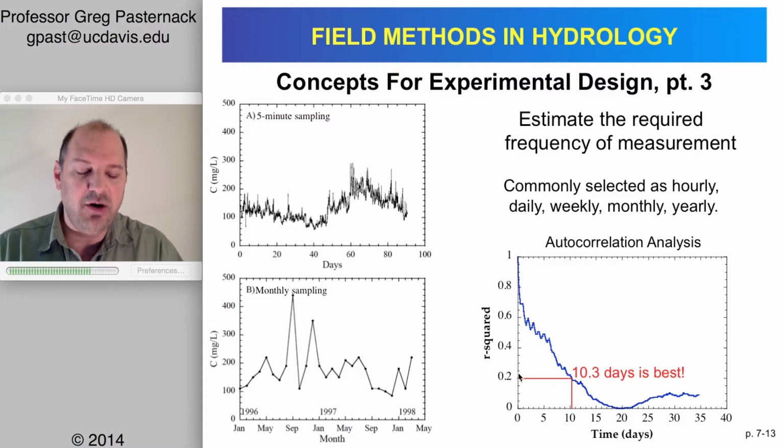So what this proposes is instead of sampling once a month or once every 5 minutes, the way to get the most bang for your buck is to go out and sample once every 10 days. If you do that, then any more sampling yields redundancy, and any less means that you're missing out on meaningful changes in information.